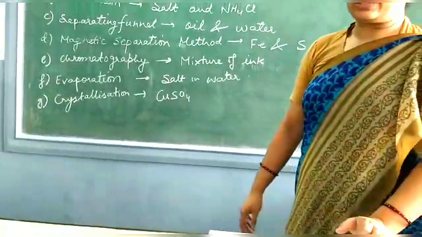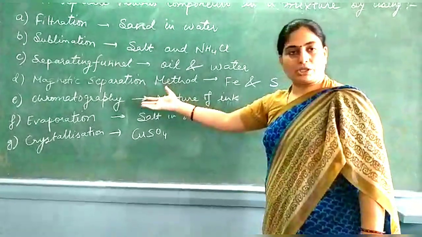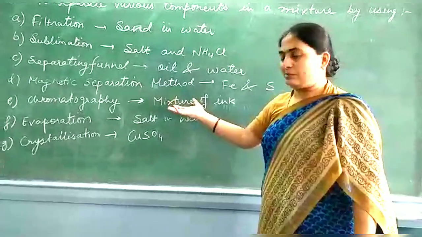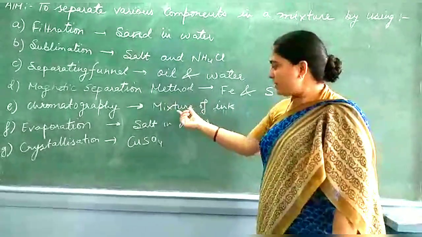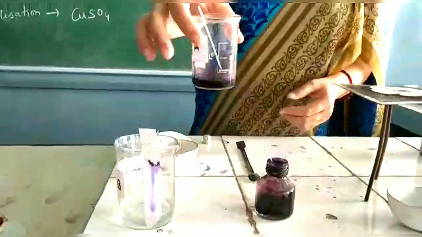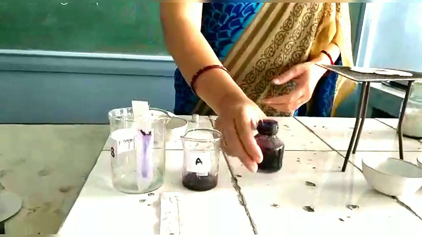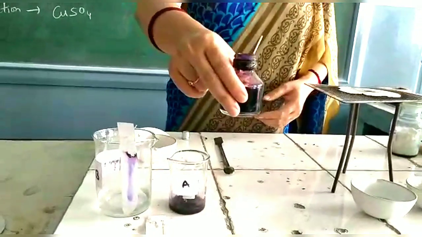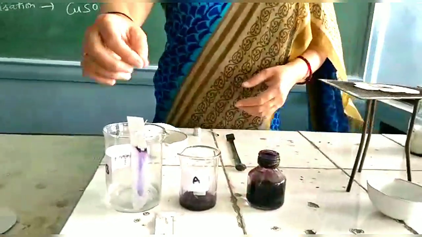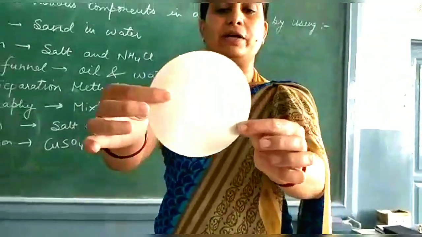Then we have next is chromatography. Chromatography means separation of mixtures of colored components basically. So I have taken two samples: one sample is the mixture of flower pigment, this is rose flower pigment, and I have taken a mixture of ink. And here this type of paper is available. We call it Whatman filter paper.